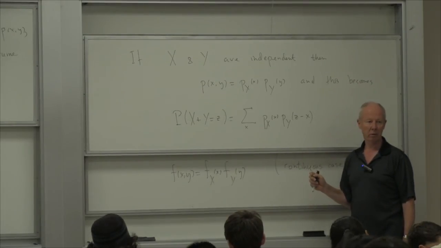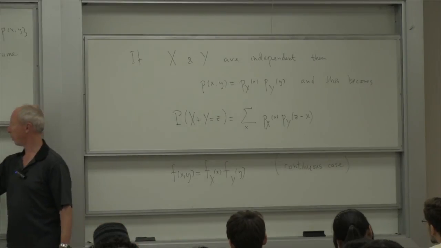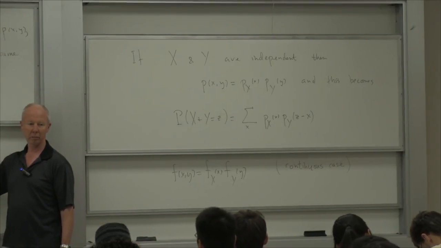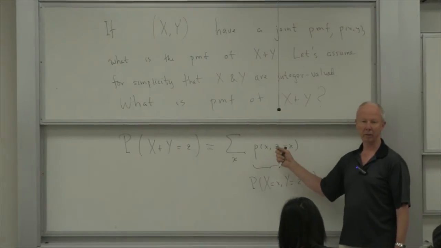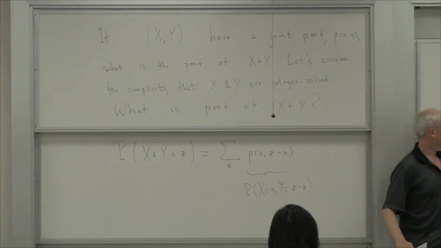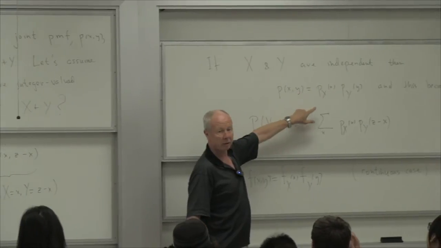It's called the convolution. I just copied this formula down, but I replace this by p sub capital X of little x and p sub capital Y of z minus x, because the PMF factors when they're independent. So I just wrote down this formula in the case where I substitute x here and z minus x there. Okay.